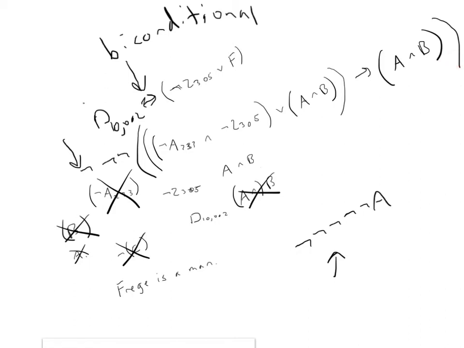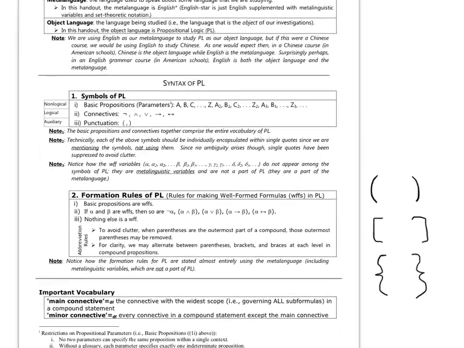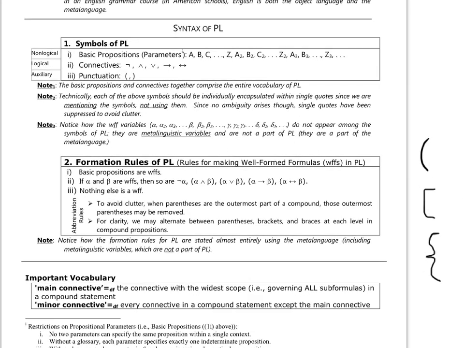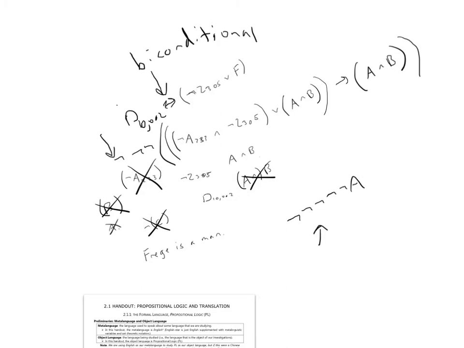Okay, so hopefully you got a sense of how to apply these formation rules and the abbreviation rules. We're not quite done with our abbreviation rules yet, though, because our second abbreviation rule tells me that I should alternate at different levels in a compound formula between parentheses, square brackets, and squiggly brackets. So let's do that just with this big formula here. It's the only one we have left that we can alternate with.